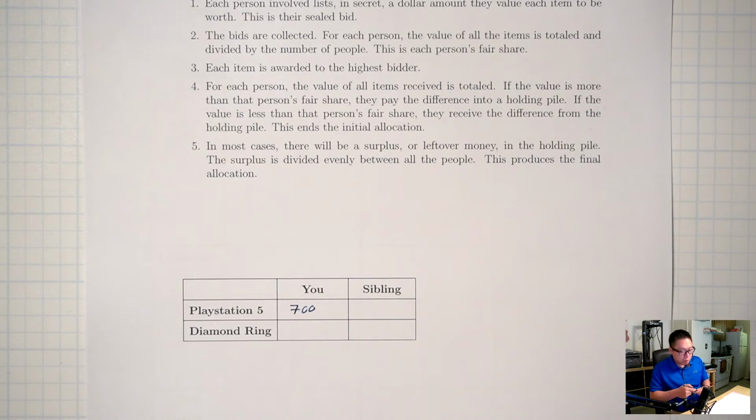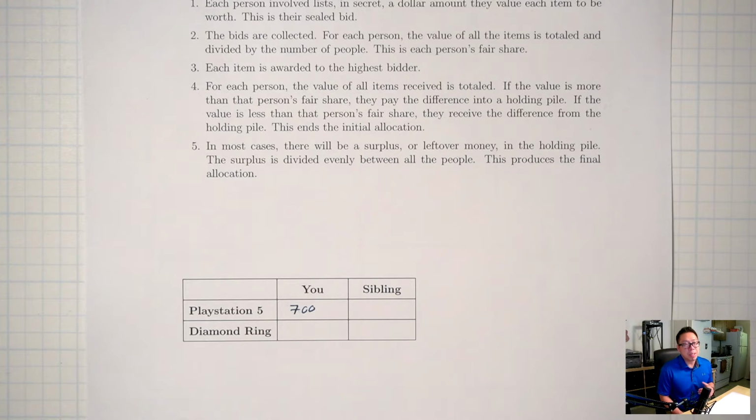Now, it's important to note that this is not how much I would be willing to pay for a PlayStation 5, because I'm not going to pay $700 for a PlayStation 5. The PlayStation 5 is given to us, right? It's already given to us. We just have to figure out how to share it. So I'm not paying $700 for a PlayStation 5, right? This is just how much I would value it.